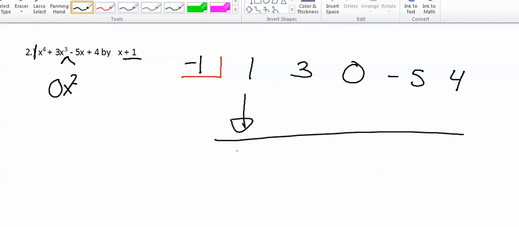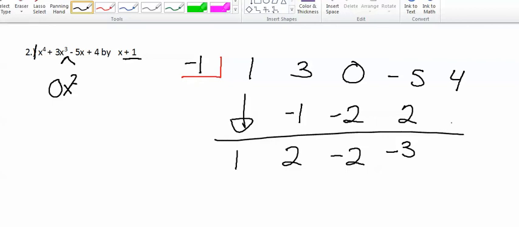I drop down the 1, multiply this together. That gives me -1. Add it to give me 2. And then I multiply that to give me -2. I add those. Gives me -2. -2 times -1 is +2. Add it with the -5. It's -3. Multiply by -1, and you get 3. Add that, and I get 7.